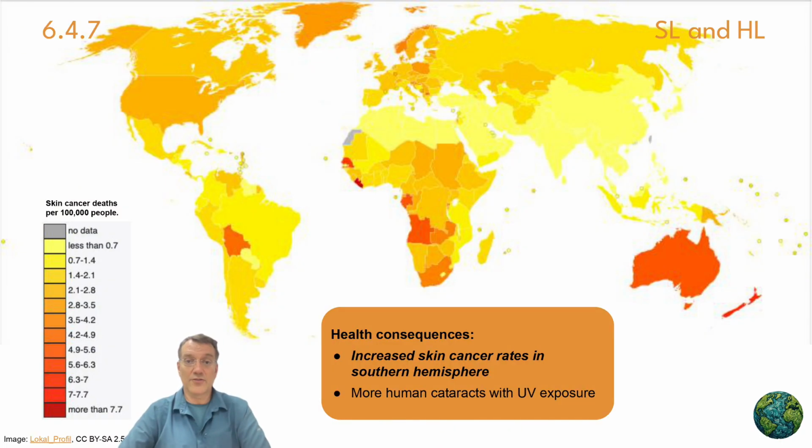This map shows skin cancer death rates per 100,000 people around the world. Notice the especially high rates in Australia and New Zealand, which are shown in deep red. These are southern hemisphere countries that experience higher UV exposure due to ozone depletion. The increased skin cancer rates here provide clear evidence that ozone depletion has real health consequences for human populations.